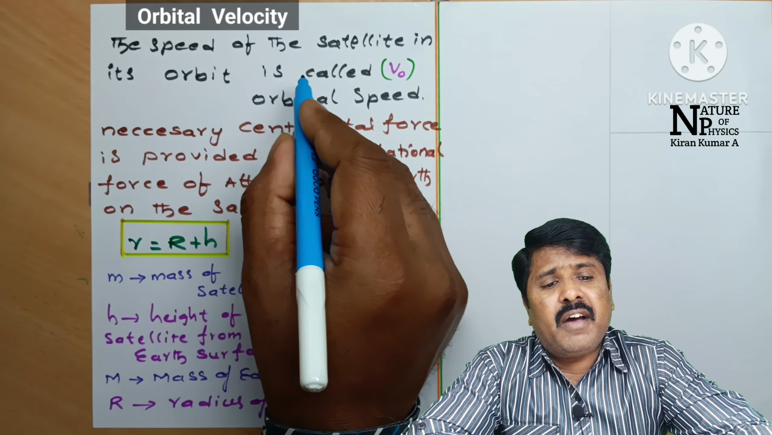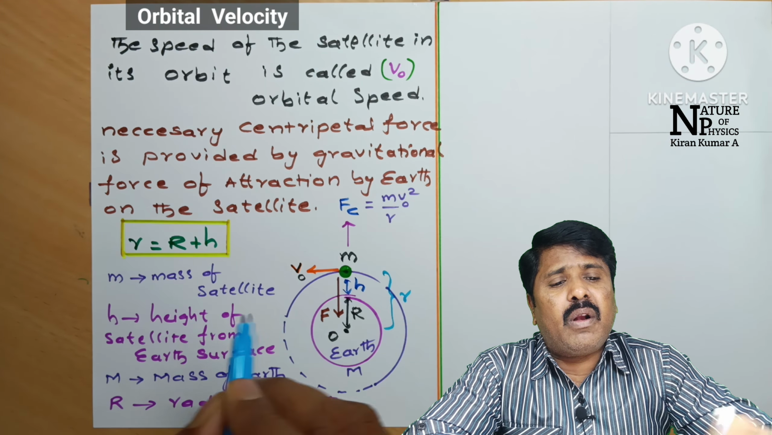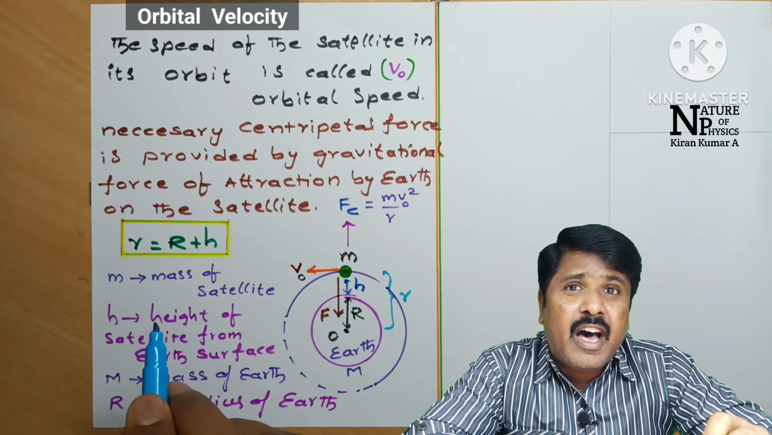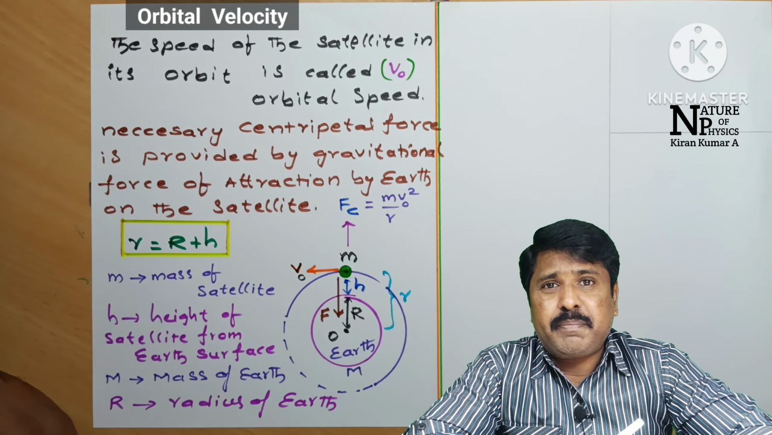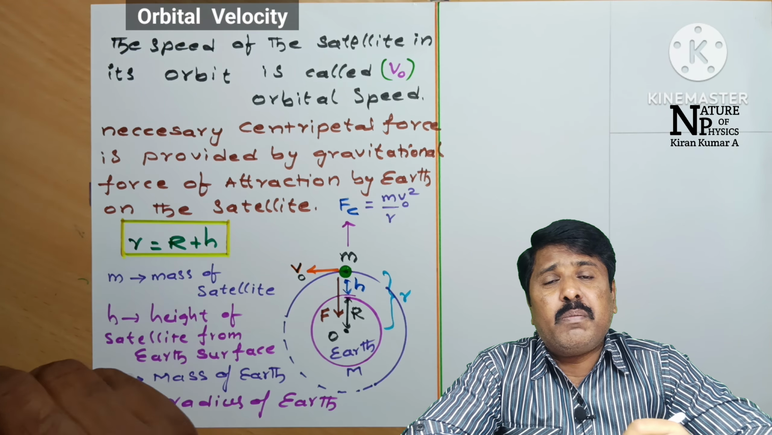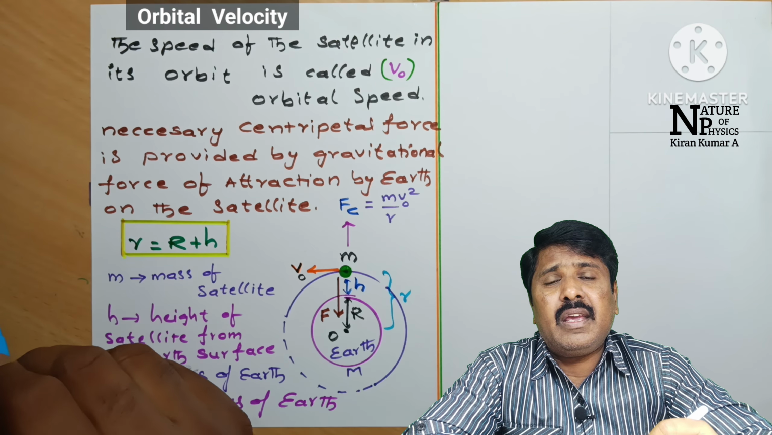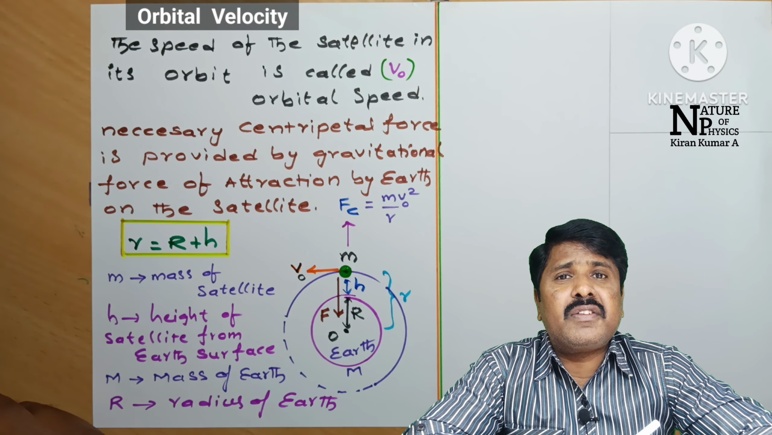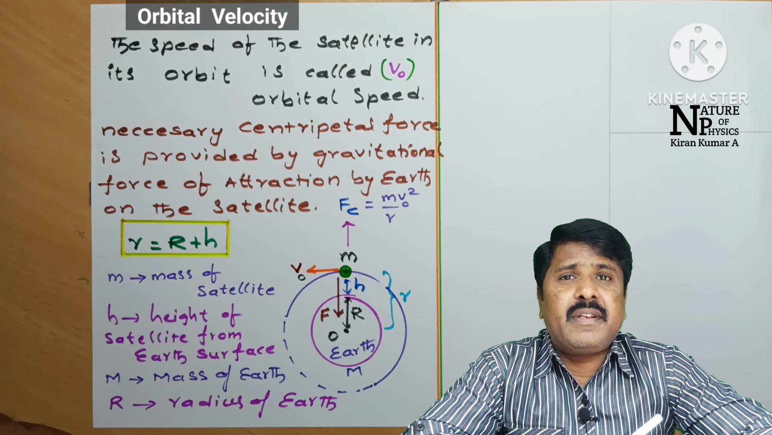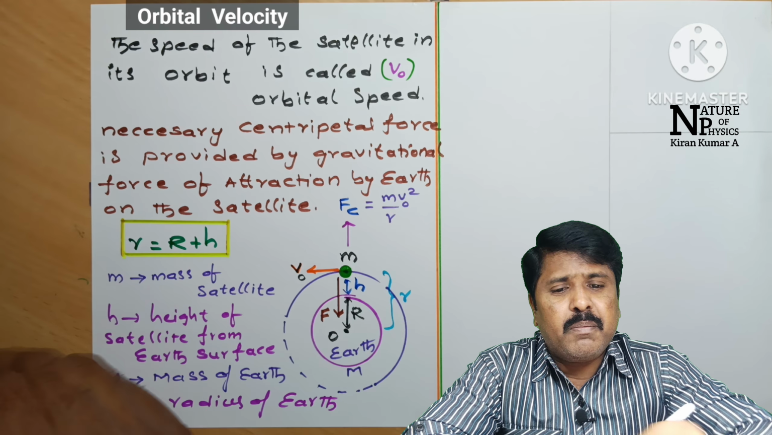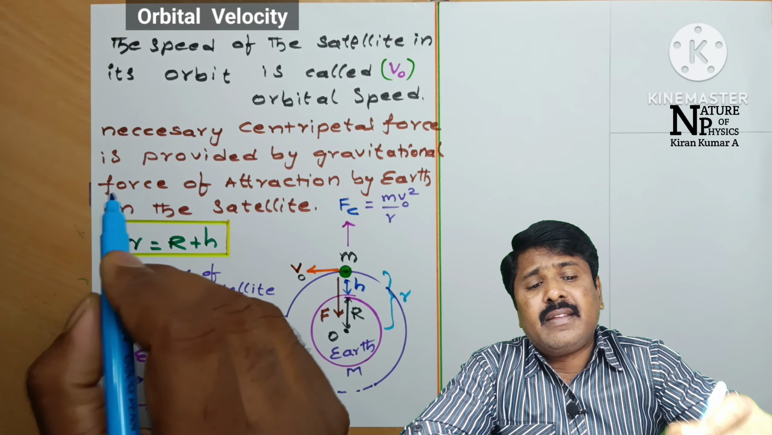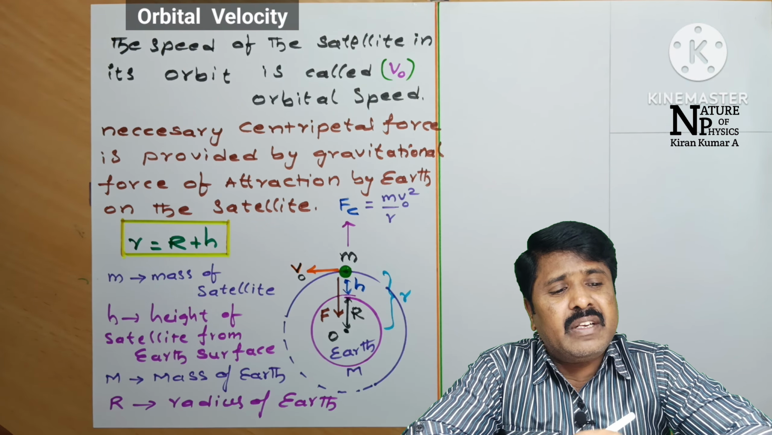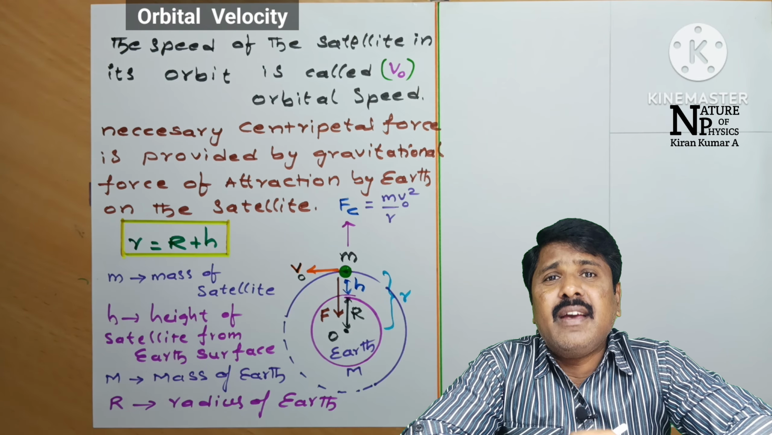The speed of the satellite in its orbit is called orbital speed. Once again, the speed of the satellite in its orbit is called orbital speed. The minimum velocity with which a body is projected so that it revolves around the planet in a circular orbit is also called orbital velocity. The necessary centripetal force is provided by the gravitational force of attraction on the satellite by the Earth.